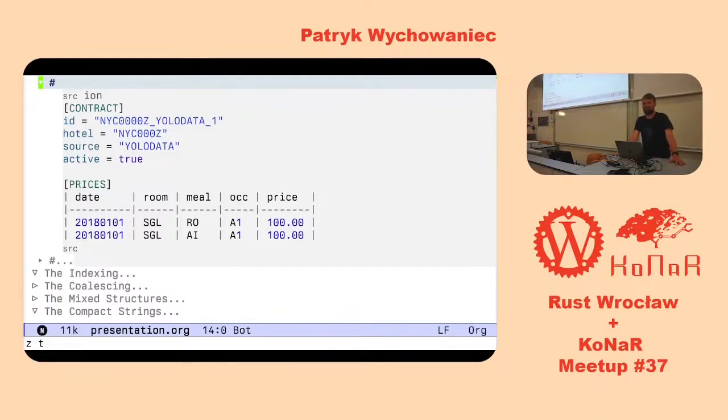This single contract, which defines a single hotel, contains, in this simplified version, just some metadata, such as the ID of the file, whether it's active or not. And in this simplified model, it contains just a table of prices. And prices in this simple model are applied for some day, for some room, like single in this case, for some meal, like room only, occupancy, which is one adult. And then you have the actual price. In this case, there would be a different price for the same date, the same room, but for an all-inclusive stay. We'd imagine that all-inclusive would be a bit more expensive than just the room.